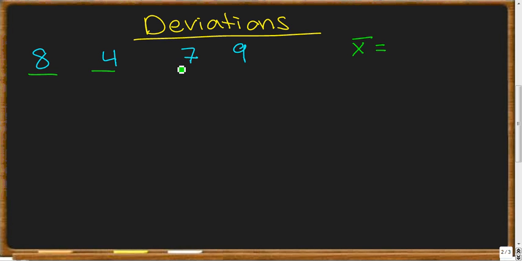If we add all these up, we should get 28. There are 4 numbers, so our mean is going to be 28 over 4, which equals 7. So 7 is the center of our data. Now we can go through and judge how varied this set actually is. Where we start from is deviations. Deviations are an important concept here.